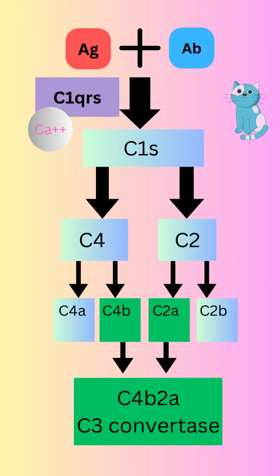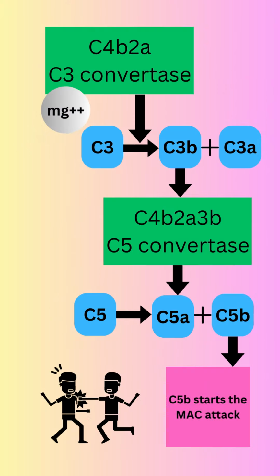Activated C1s cleaves the next component in the cascade, C4, into C4a and C4b. C4b, in combination with another complement protein called C2, forms a complex known as C3 convertase. This complex has enzymatic activity and can cleave the central complement protein, C3, into C3a and C3b.